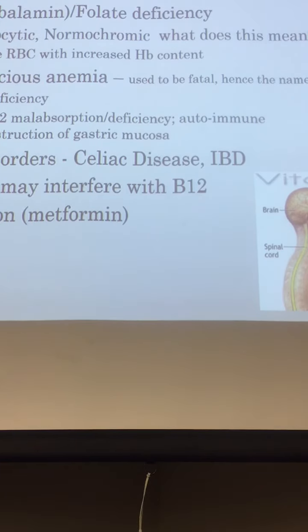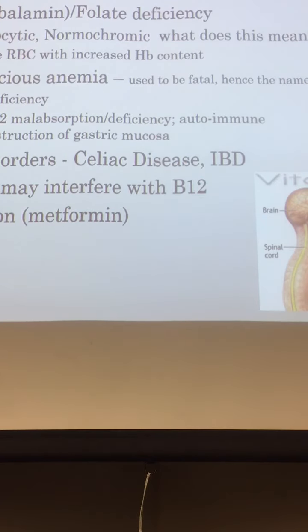Sometimes you will hear vitamin B12 deficiency called pernicious anemia. It has its own name. Pernicious means very dangerous, kind of deadly, serious. So they used to call it pernicious anemia, and people still refer to it that way sometimes. A lot of times, when they call vitamin B12 deficiency anemia pernicious anemia, what they specifically mean is a deficiency of intrinsic factor.